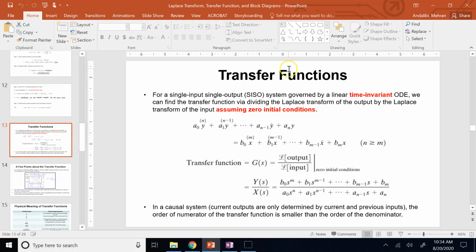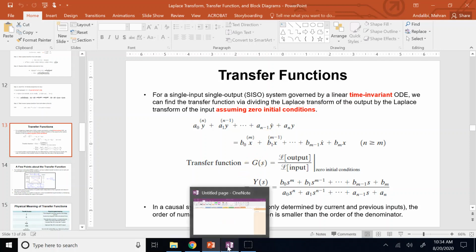So if we have a system that has one input and one output, single input, single output, or SISO system, for which the governing equation between the input and output is a linear ODE and time invariant, then the transfer function is defined as the Laplace of the output divided by the Laplace of the input, assuming zero initial condition. What does that mean?